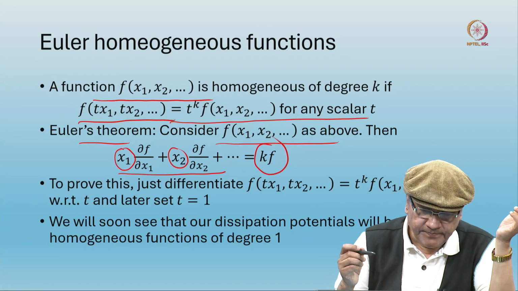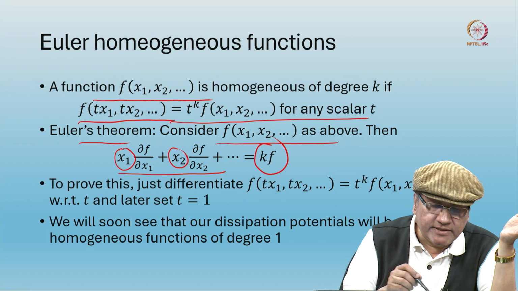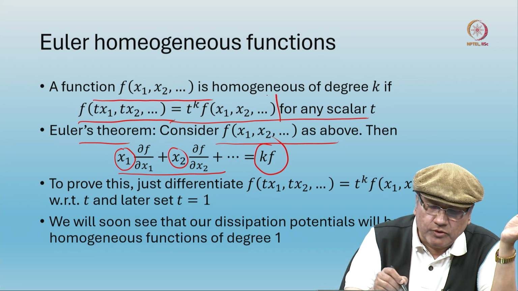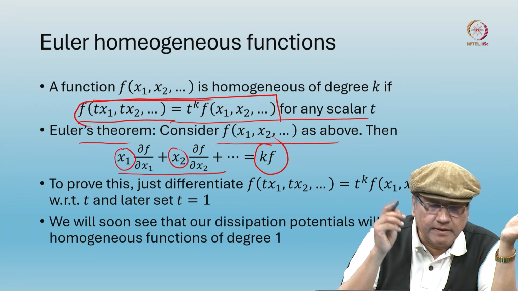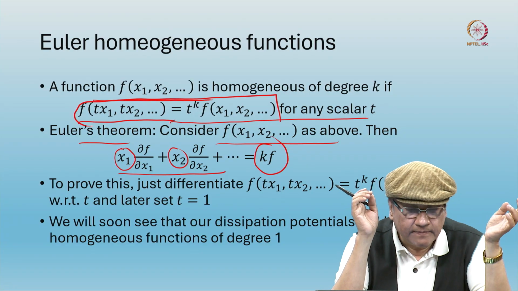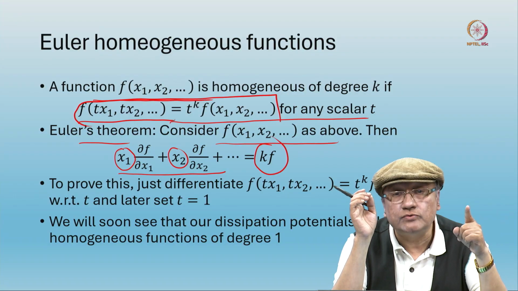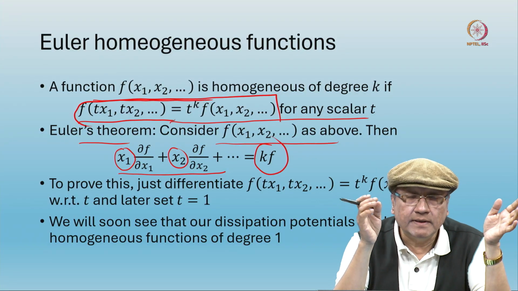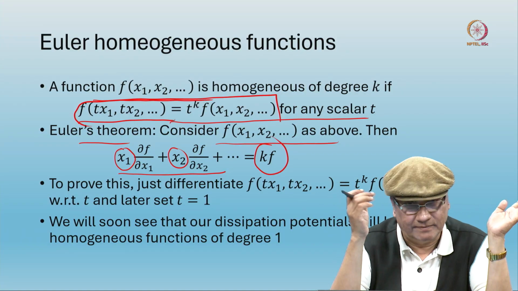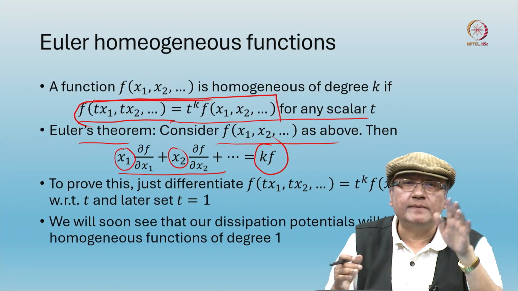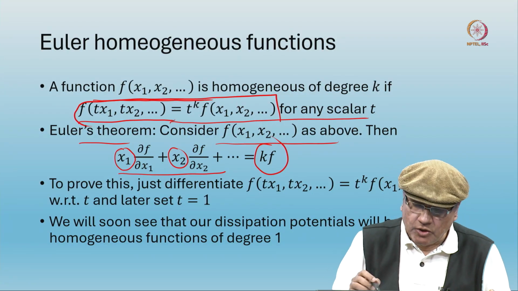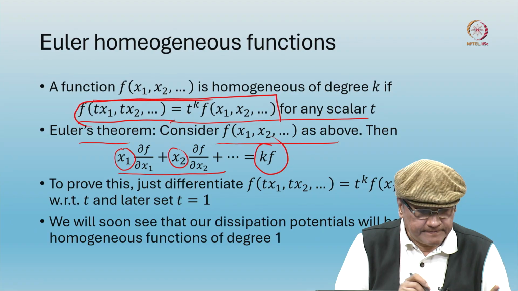So you can write the increment in terms of the function itself, provided you know the degree of homogeneity of the function. To do that, you can just differentiate this defining equality for the Euler homogeneous function with respect to t. You need to use the chain rule, and then finally set t equal to 1. This is a very simple thing, so I am not going into the details. So you can actually show that.